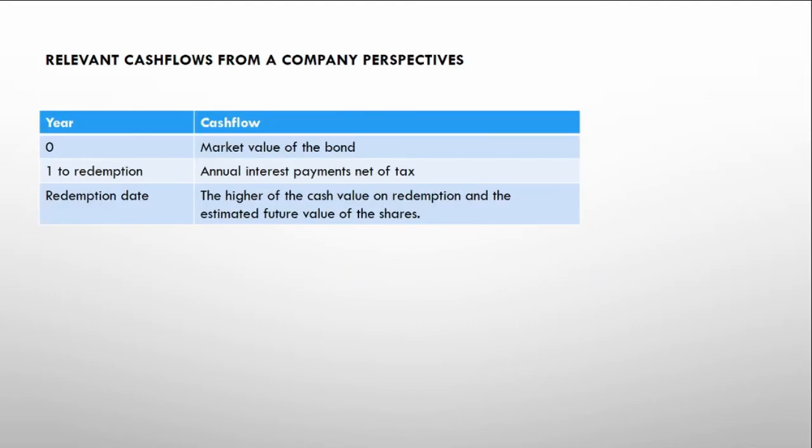So once we have determined which of the options the bondholder will take, we can determine our cash flows. So at year 0, the company is going to receive the market value of the bond. The bondholder will take up the bond and will pay the company the market value of the bond. And these bondholders will hold the bond, and they will receive annual interest payments net of tax until redemption date. At redemption date, we need to take into account which is higher, the cash value on redemption or the estimated future value of the shares.